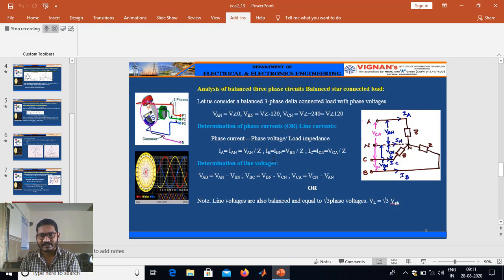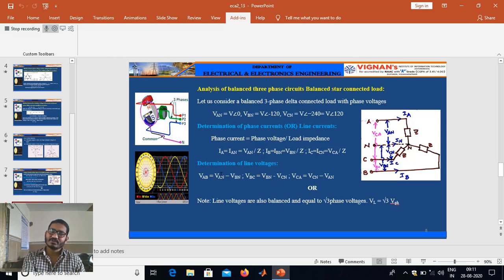Determination of line voltages. How are we going to derive the line voltages? The phase voltages are already there. For the line voltages, just apply KVL. Suppose you want to get VAB: apply KVL, so this is VAN plus VNB, which also equals VAN minus VBN. Similarly VBC equals VBN minus VCN, and VCA equals VCN minus VAN.